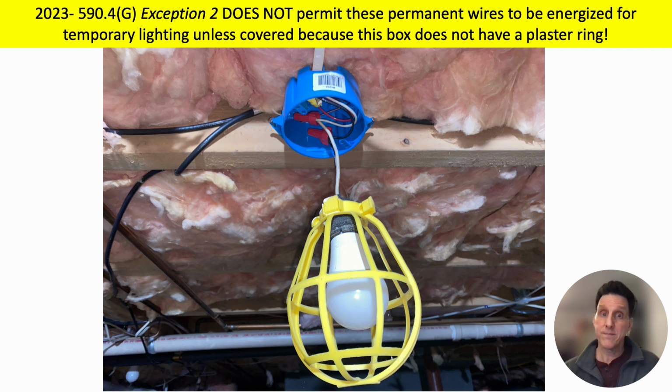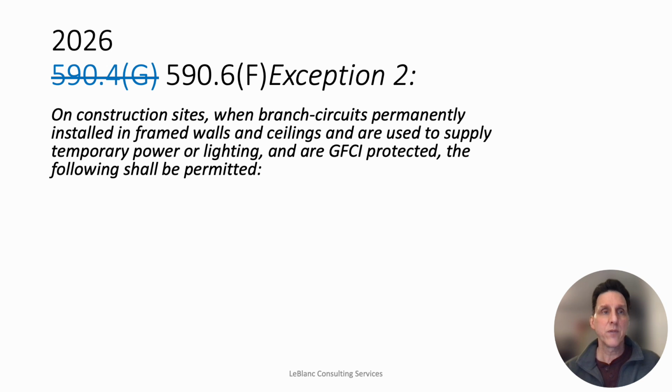You'd have to put a cover on because there's no plastering. Now, exception 2, there are some proposals, public input, if you will, public comments to revise the requirements for exception 2. So let's see what's proposed for 2026. First thing is a number change. So 590.4 becomes 590.6. And 590.4G becomes 590.6F.